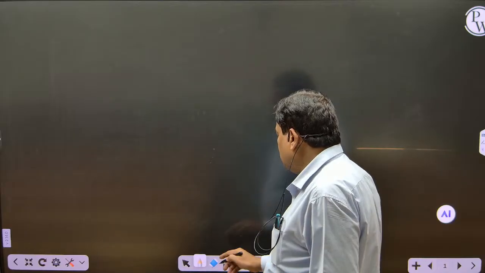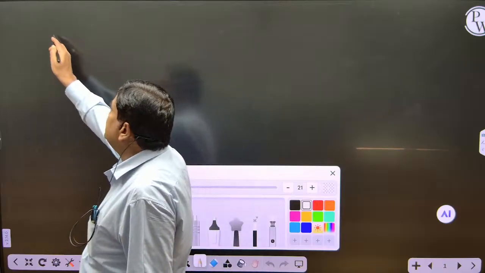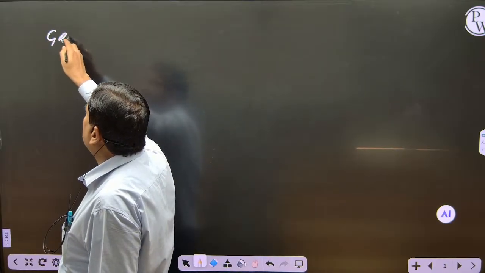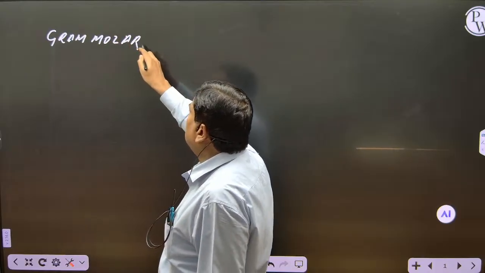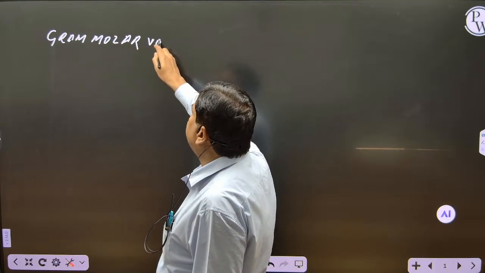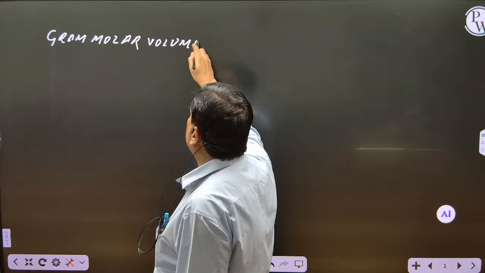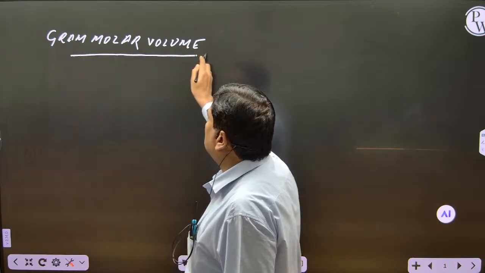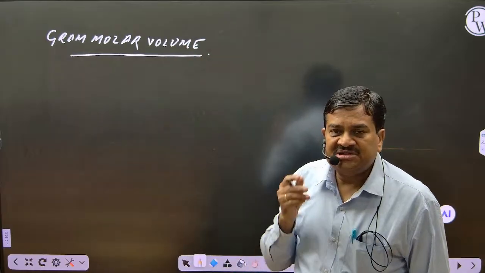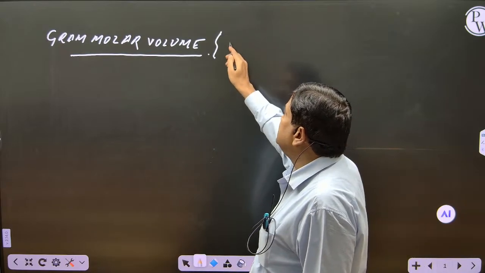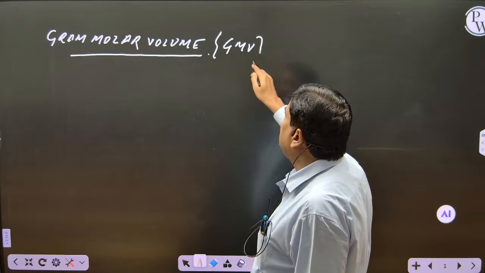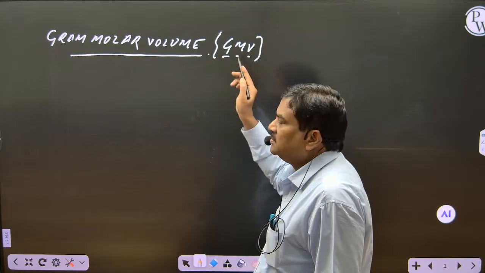Now start writing the next topic, gram molar volume. Write today's date, students. Write the heading gram molar volume. This gram molar volume is abbreviated as GMV. What is the full form of GMV? Important, see, gram molar volume.